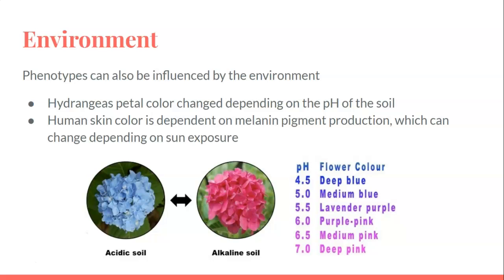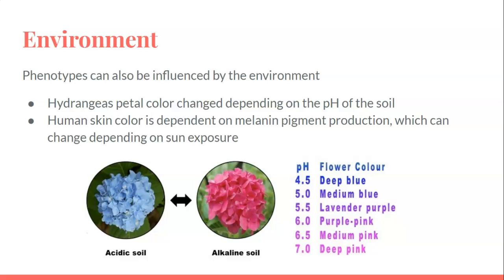Now, the environment can also influence what phenotypes are shown. One example is hydrangeas. They can change their petal color depending on the pH of the soil. The more acidic the soil, the more blue it is, and the more basic the soil, the more pink it becomes.